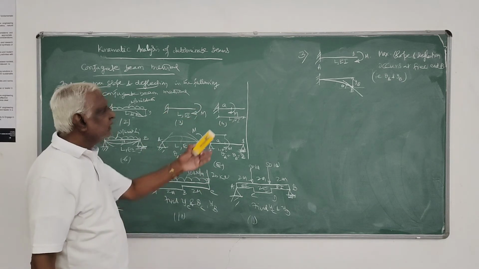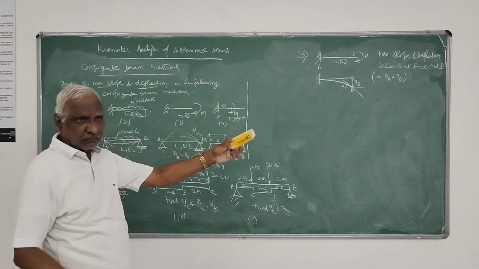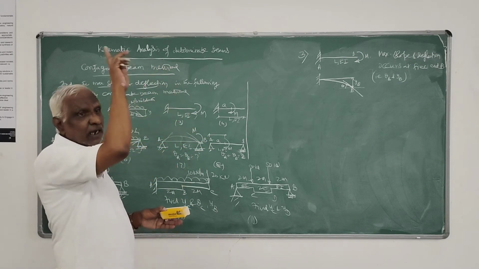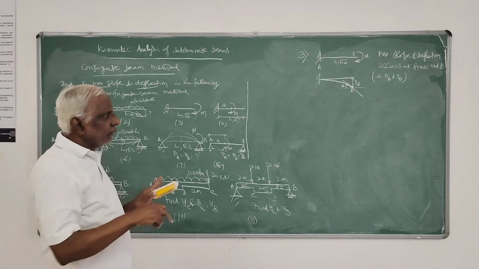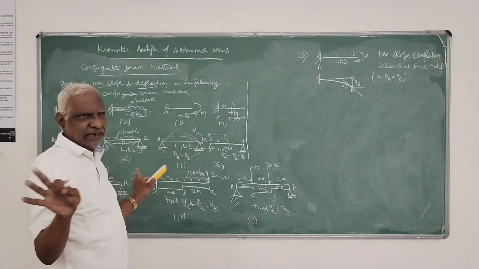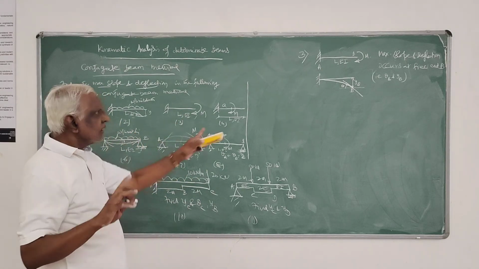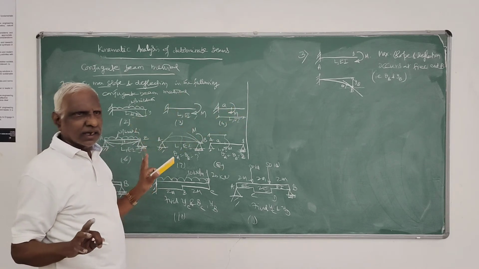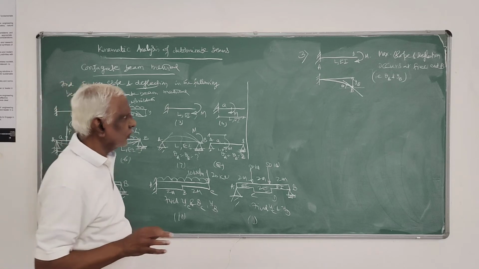Y B is always down, theta B clockwise, because the applied moment is clockwise. If it is anti-clockwise, it will deflect in the upward direction. That's all the change. But you indicate it. Don't bother about sign. Just sketch this and indicate where that slope and deflection are occurring. That direction will be shown.